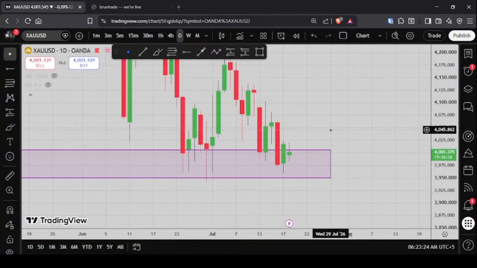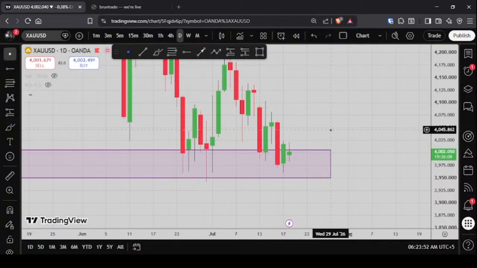Yes, I agree with you. Until the support zone is broken, we also think this is bullish, and also because the US is downplaying the war and purposefully trying to make gold go up. But the people are not buying this. They know what is happening.